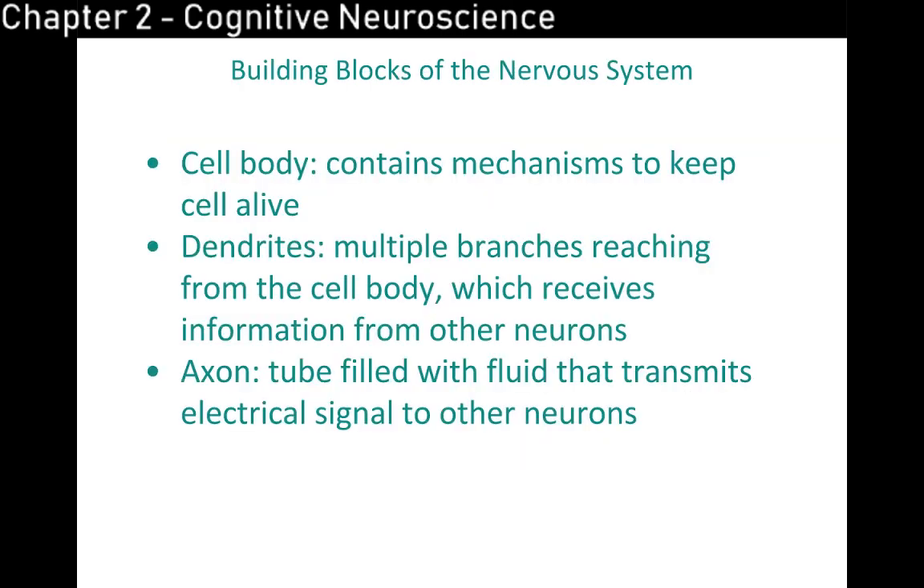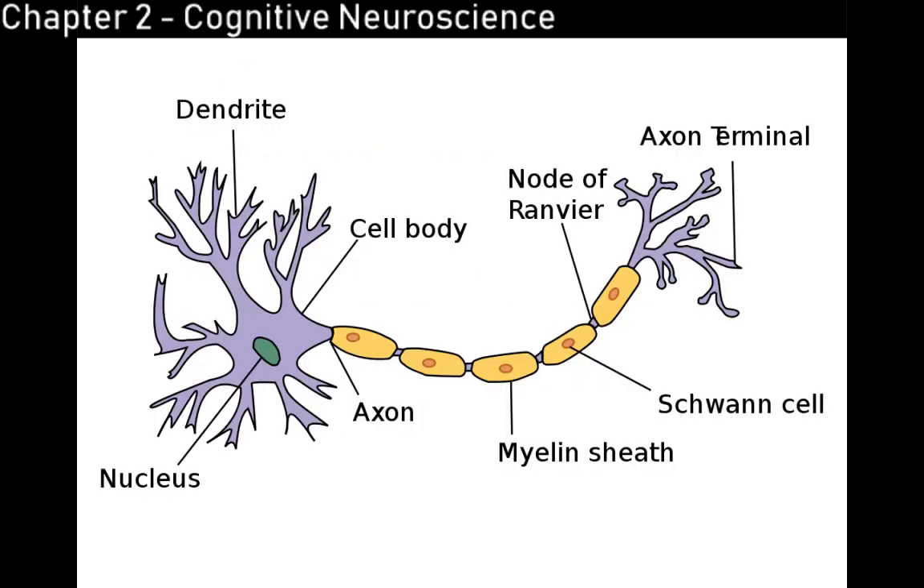Now, the three most important parts of the neuron are the cell body, and basically this keeps the cell alive. The dendrites, these are the branch-like structures on the cell body that receive information. And then the axon, which is kind of the cabling for each neuron that actually transmits electricity down the neuron to the axon terminals.